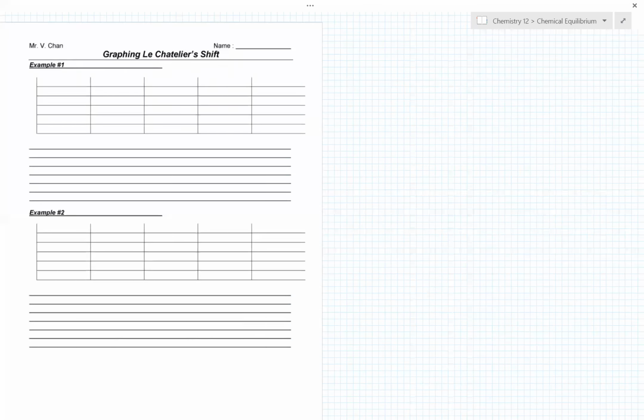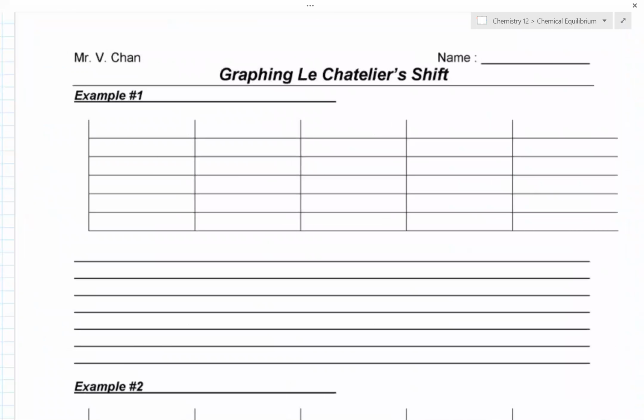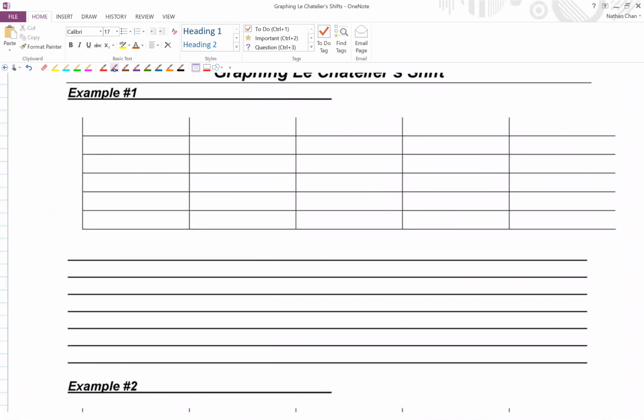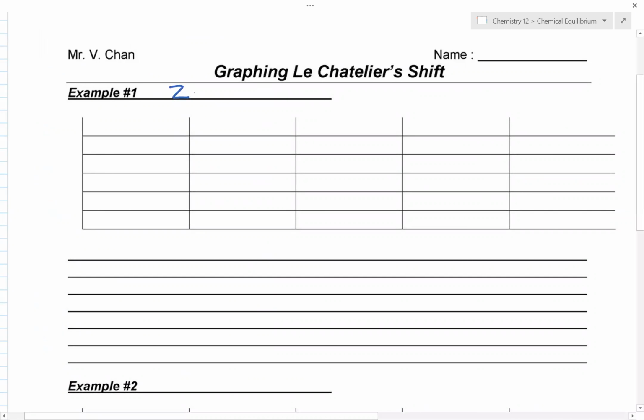So what I have here is I'm going to give you a couple of examples. Example number one, I'm just going to get a simple equation. So I have two reactants in equilibrium with one product.